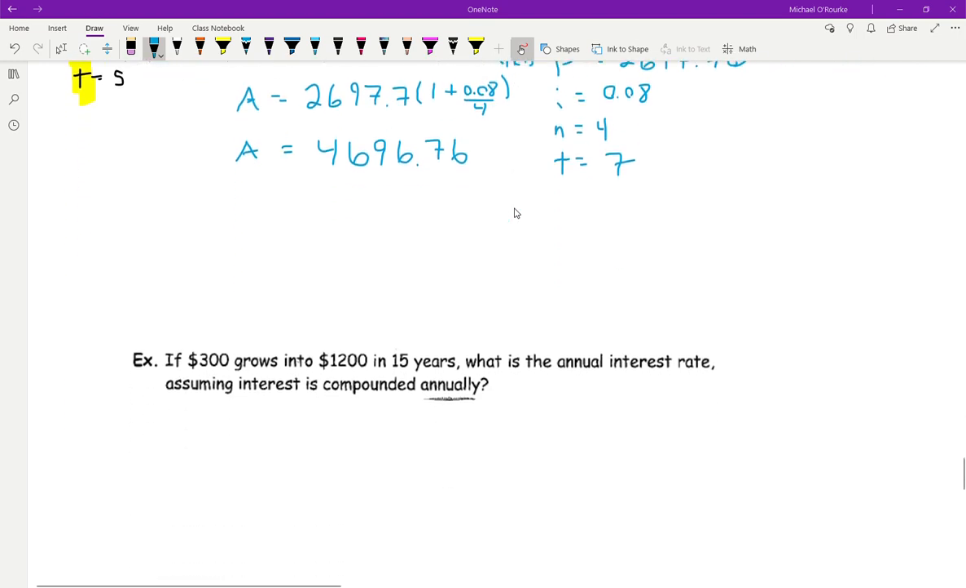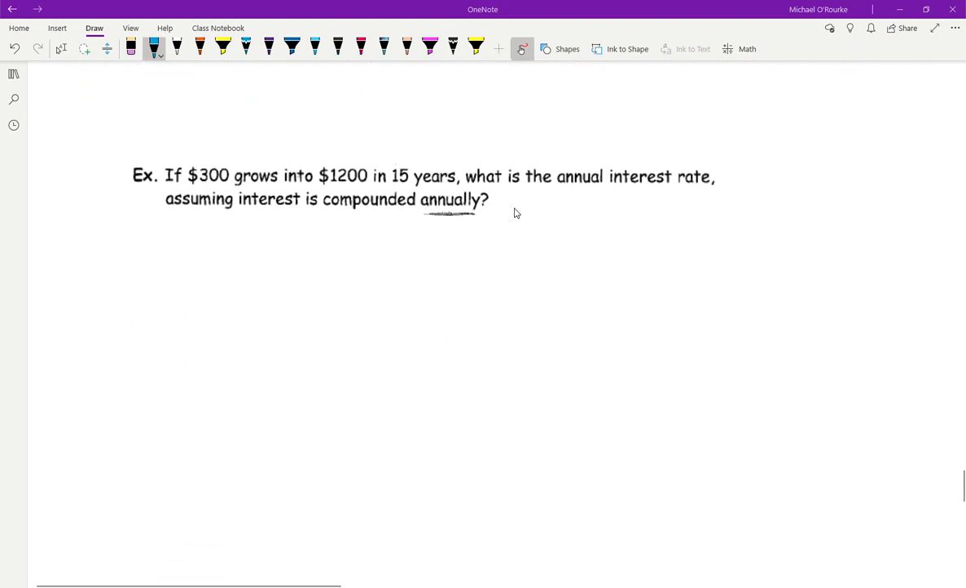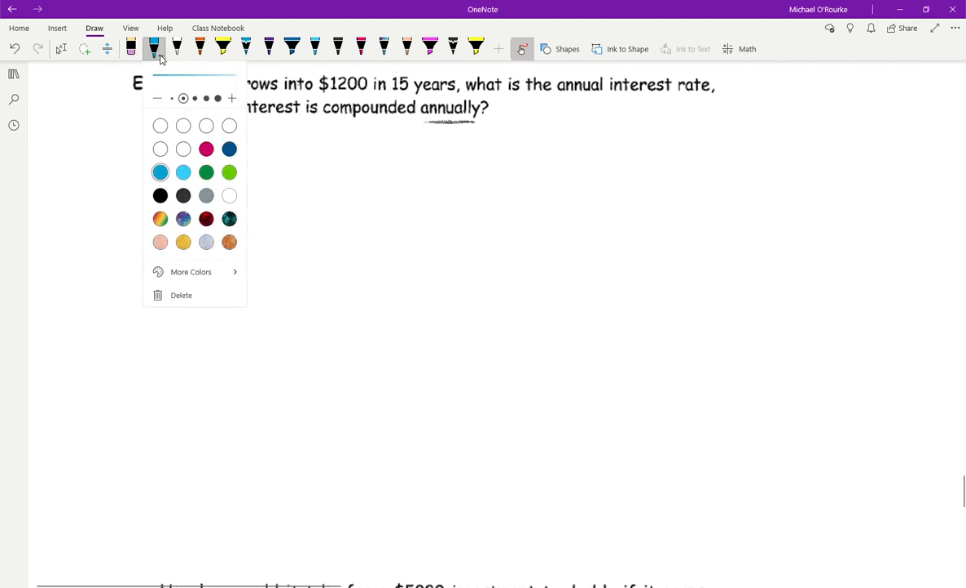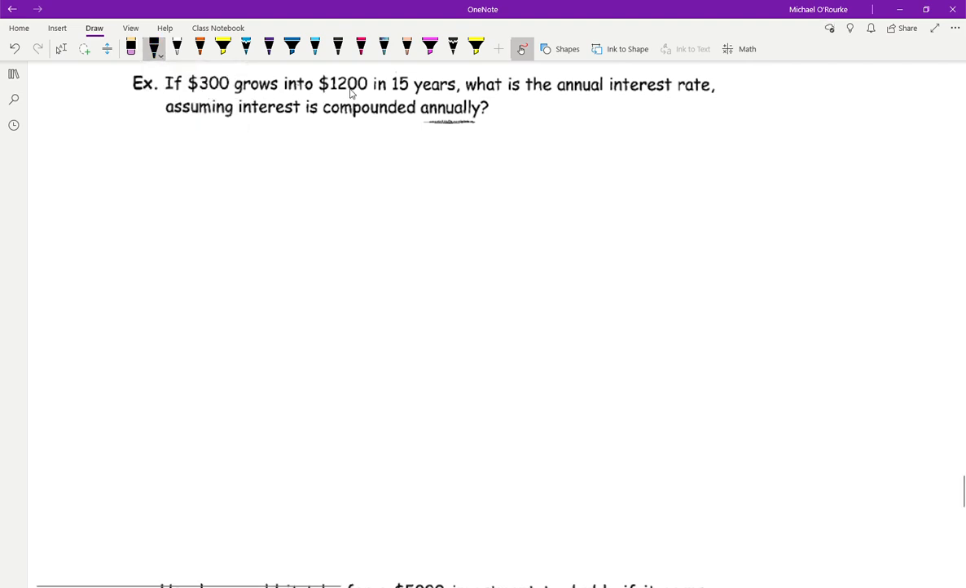Alright, now for the hard questions. Not hard. All these questions you've done before. Unfortunately, it was before Christmas, so they've all fallen out of your head. Okay? So let's take a look at this question. If $300 grows to $1,200 in 15 years, what is the annual interest rate, assuming the interest is compounded annually?